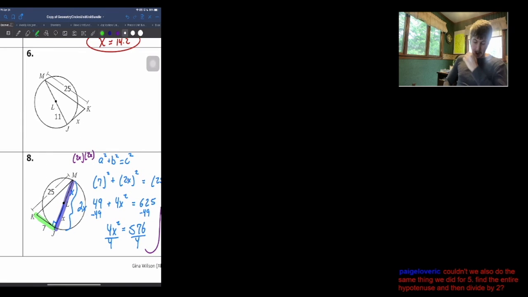Couldn't we also do the same thing we did for 5, find the entire hypotenuse and then divide by 2? Yeah, we absolutely could have. And just called it like A or B. Yep, Paige is absolutely right. That is a different way we could have done it.